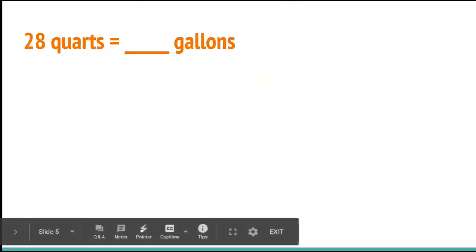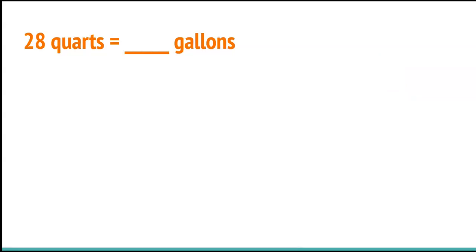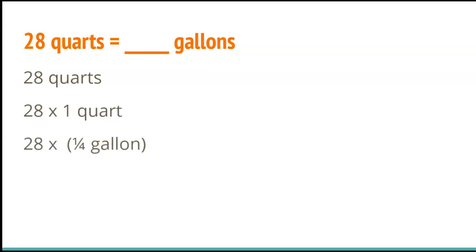All right, go ahead. I want you to go ahead and pause and think about trying to solve this one. All right, so you should be back now, so let's go ahead and try it. So I have 28 quarts. How many gallons will that be? So I have 28 quarts. I'm going to think of that as 28 times 1 quart, because that's 28 groups of a quart. And I know that 1 quart is the same as 1/4 of a gallon, since 4 quarts is 1 gallon. So now I'm going to think about it as 28 times 1/4 of a gallon.